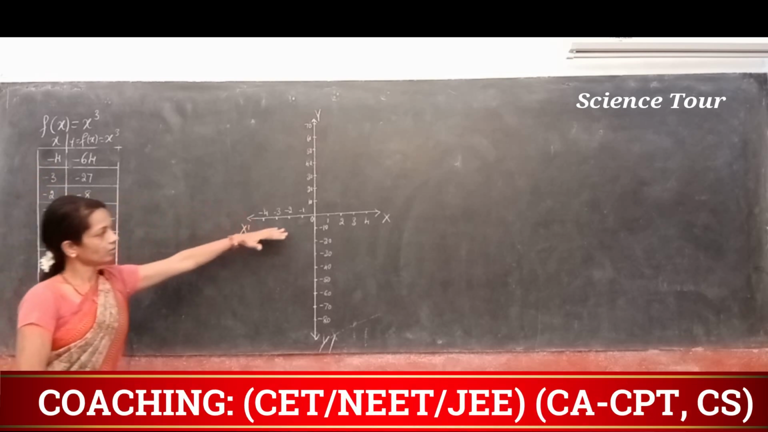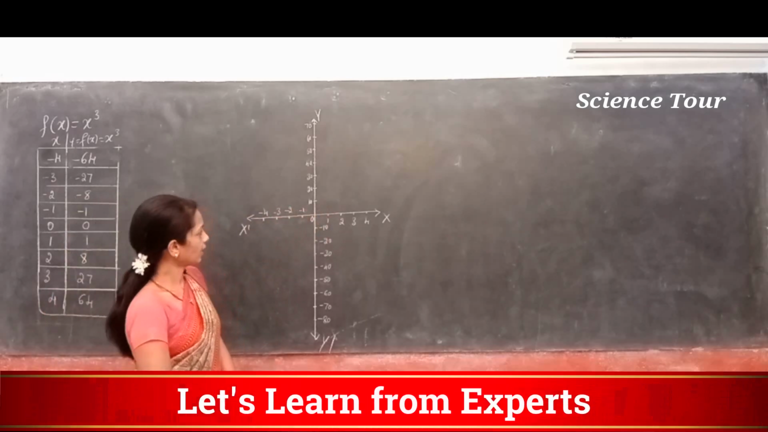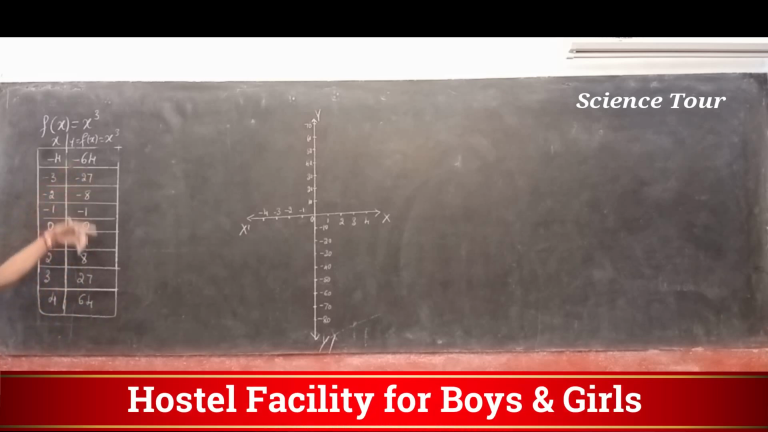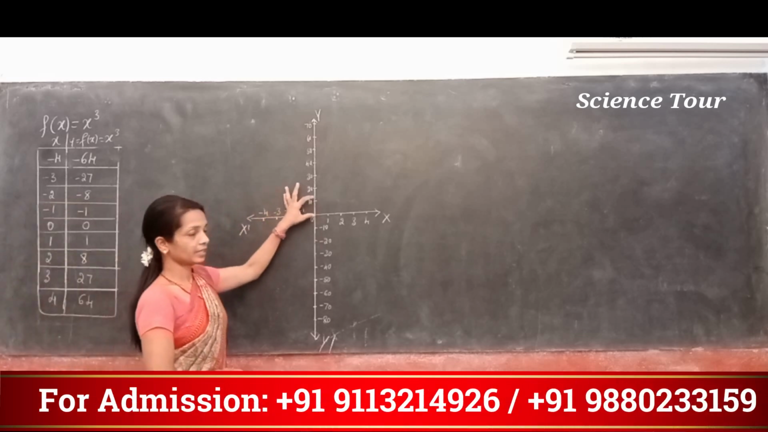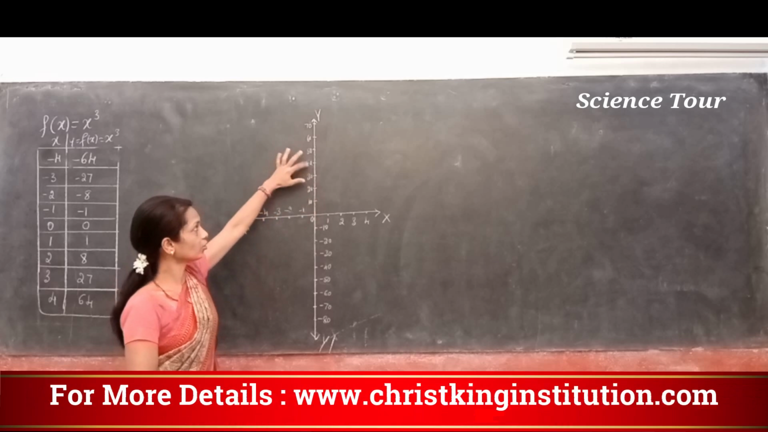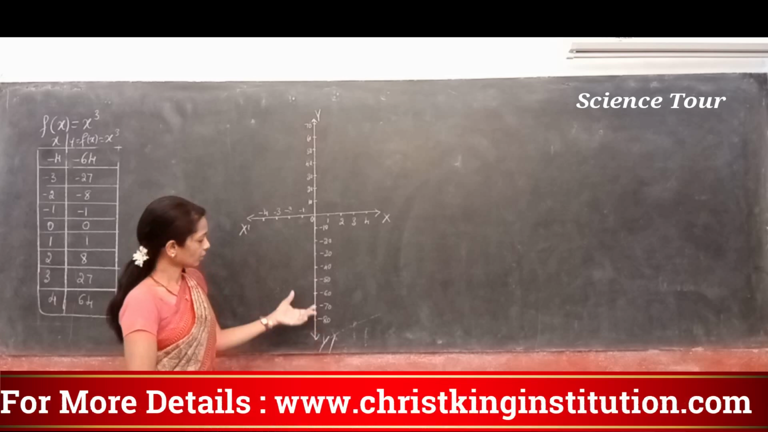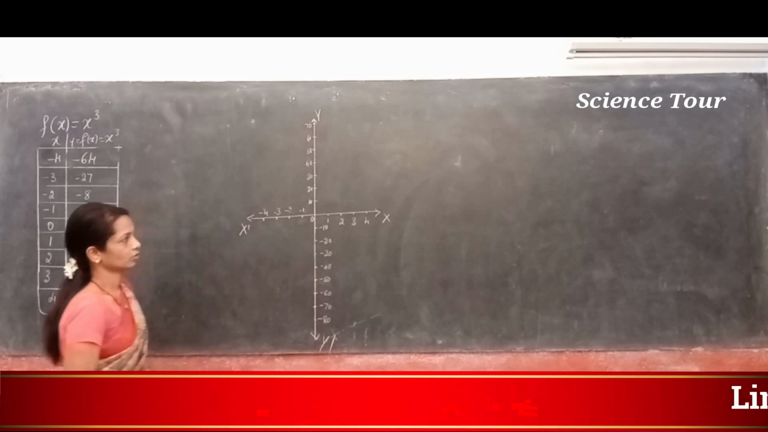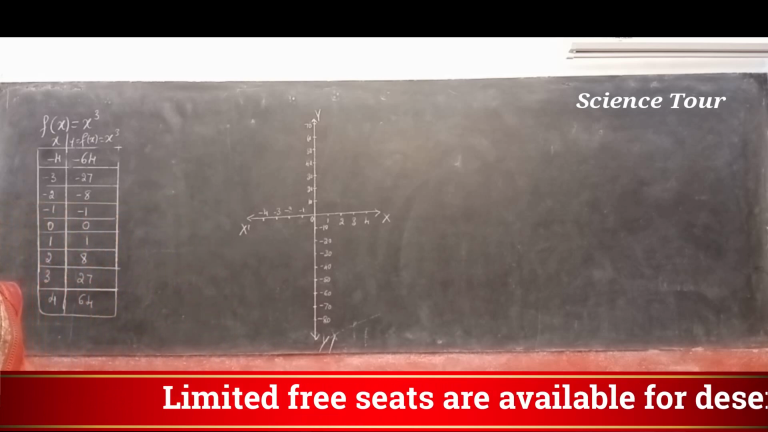So on the x axis we take 1 centimeter as 1 unit, and here you observe the y values minus 64, minus 27, plus 64, plus 27 like that. Larger numbers are there. For that reason I have taken 1 centimeter as 10 units: 10, 20, 30, 40 like that. You mark on both axes, on the negative side of the y axis also, taking 1 centimeter as 10 units. So now mark these points which you obtained in the table.